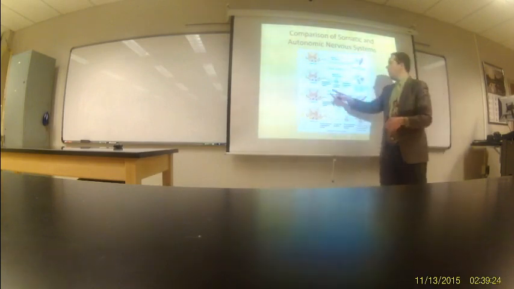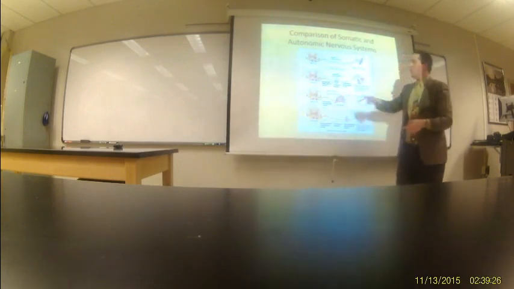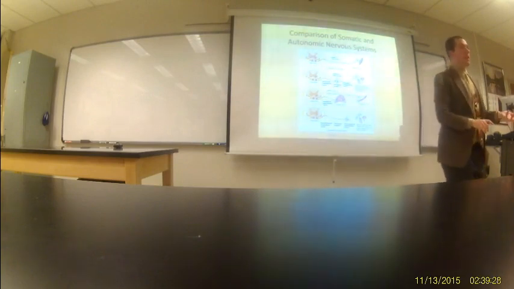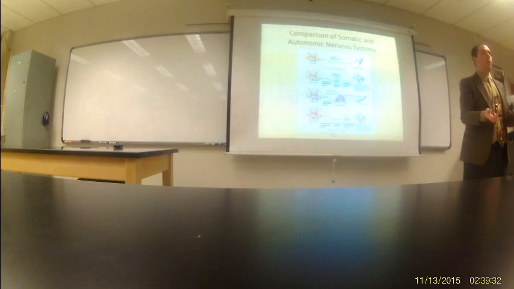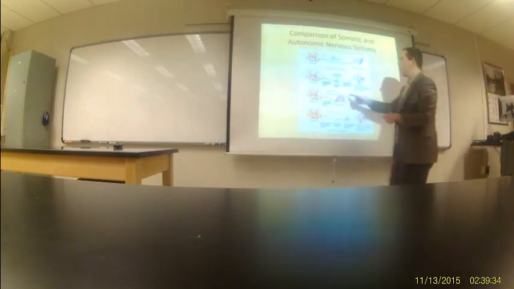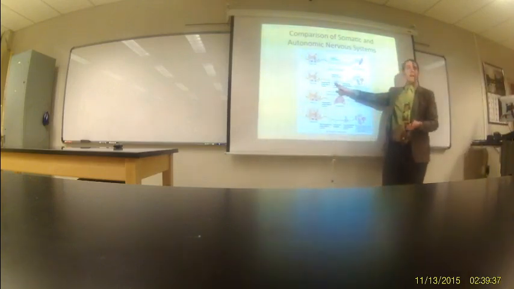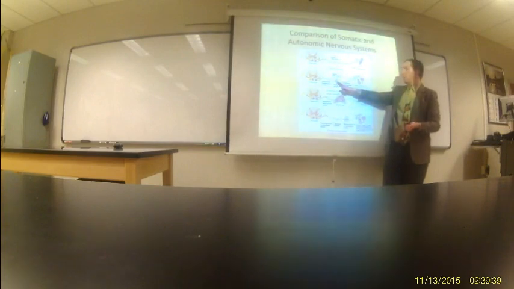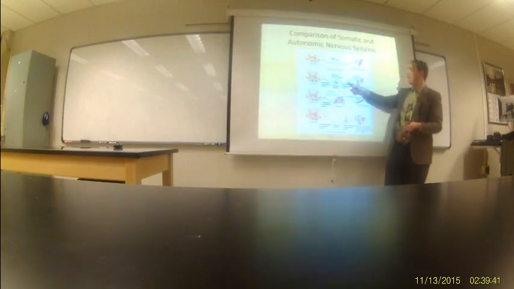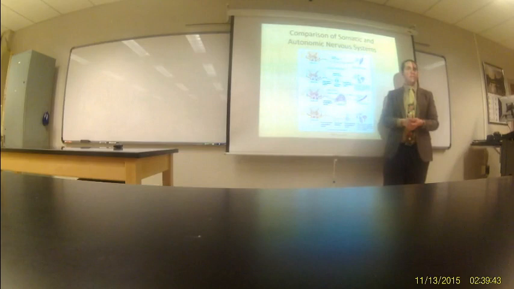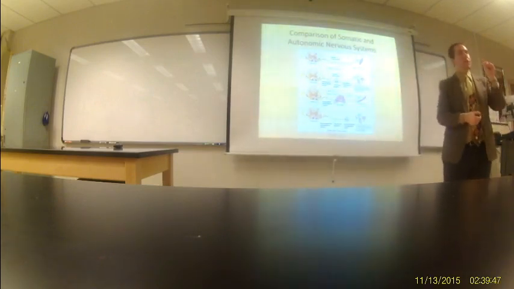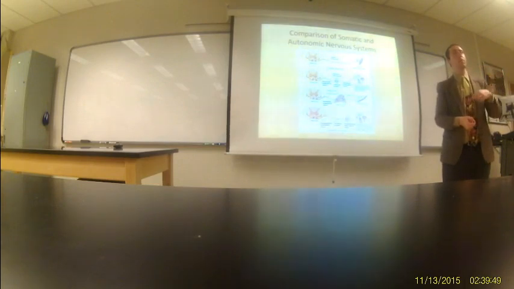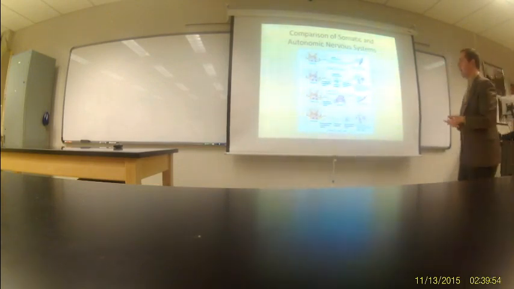And so, in the autonomic nervous system, we have pre-ganglionic neurons and post-ganglionic neurons. Pre-ganglionic neurons are the ones before the ganglion. Post-ganglionic neurons are the ones after. Now, unfortunately, it works a little bit differently depending on whether we're in the sympathetic or the parasympathetic.